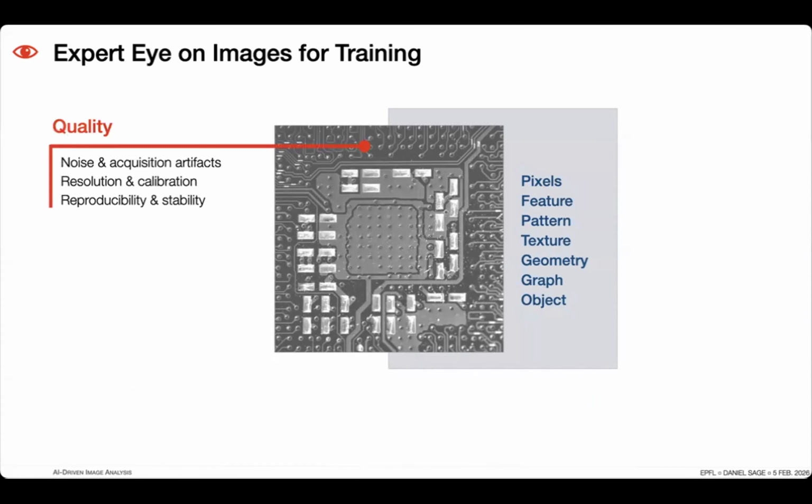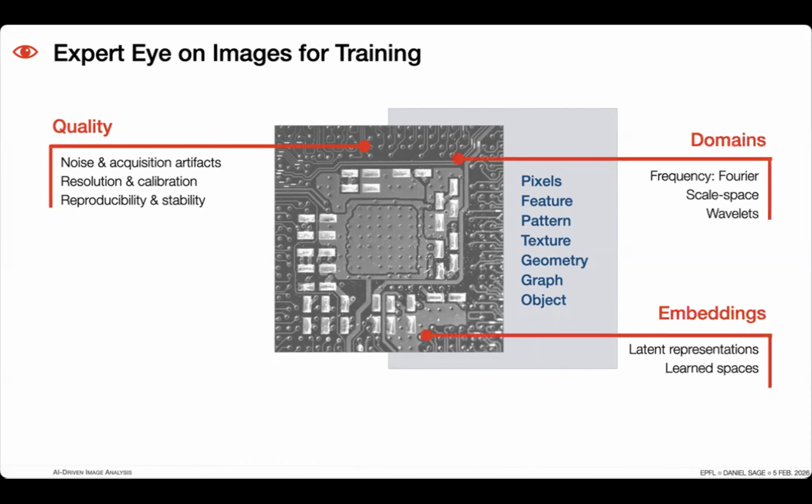But an image, I like to say that you have to really have an expert eye on images, and certainly for training a deep learning model, that's what you need to do. So what is the quality of the image in terms of noise, acquisition artifact, resolution, calibration, stability, if there is movement during the acquisition and so on. So how reproducible is this image? So the quality is something that you should assess before any kind of training.